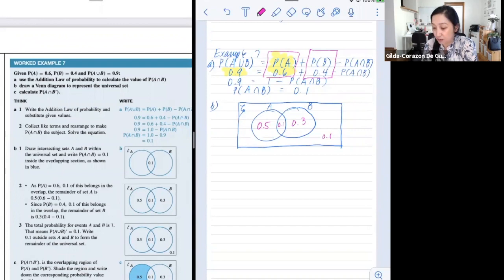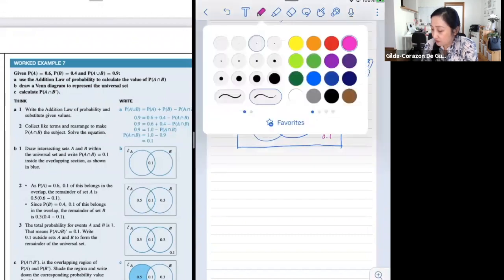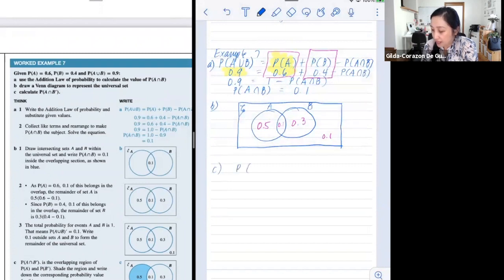that's our Venn diagram. What's our question? Calculate the probability, let me use blue, probability of what? A intersection B prime or dash or complement of B, yeah? So what does that mean? We want those that are in A, right? Which is also in B prime, or which is not in B. So this one here means not in B, right? So we want to find the intersection of them.